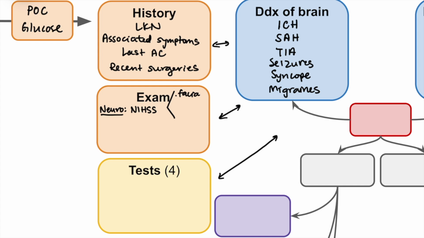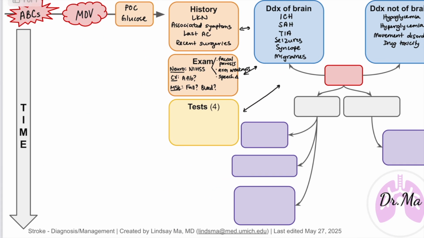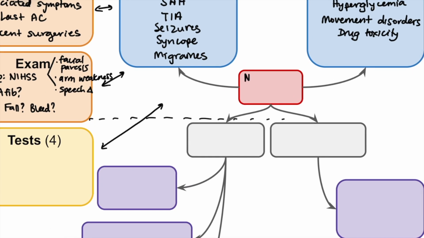Three important factors to consider are facial paresis, arm weakness, and changes in their speech. A cardiovascular exam should assess for AFib, and your MSK exam should assess for signs of a fall because this could influence their risk for bleeding. All the while, it's important to keep in mind the timing of all of these interventions and assessments. If during your exam the CT scanner becomes available, you'll definitely want to move the patient to get that non-contrast head CT, even if that means interrupting your exam, which is why I have this red box kind of at the same level as the orange exam box.